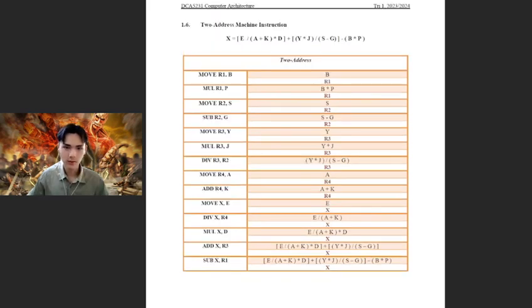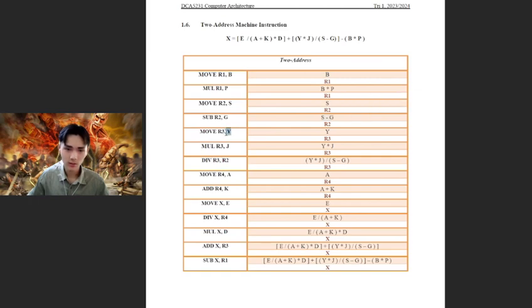So now let's proceed with the two address machine instruction. And same as usual, we will be using the same program execution expression. We'll begin by moving the B into the address R1 and multiply B with P. After that, we'll move S into address R2 and subtract it with G, so S minus G.